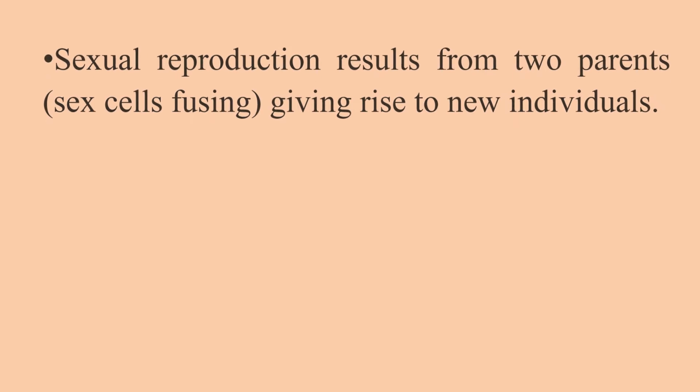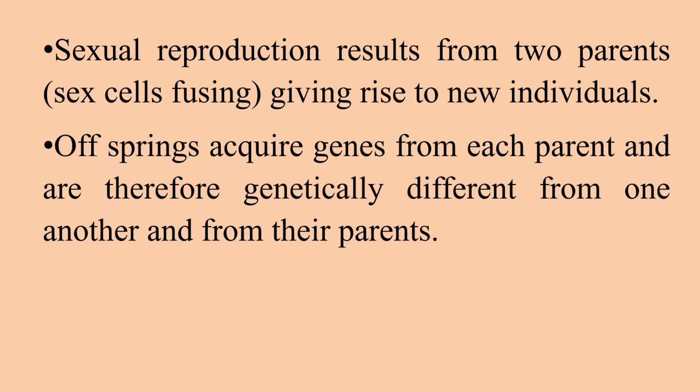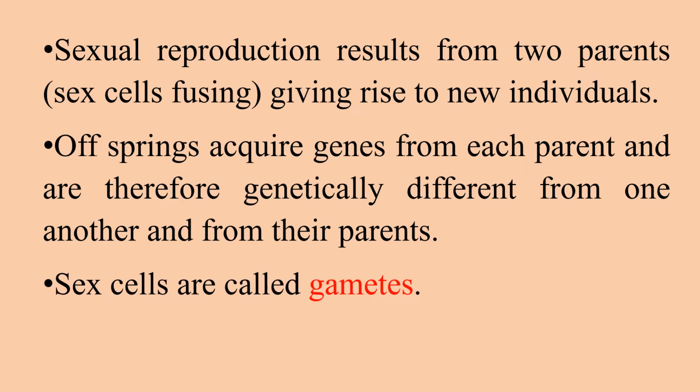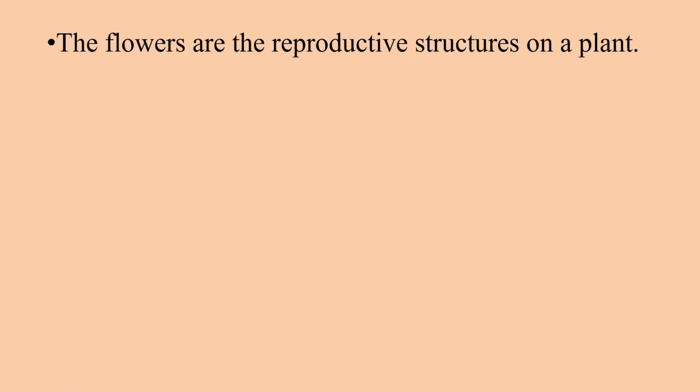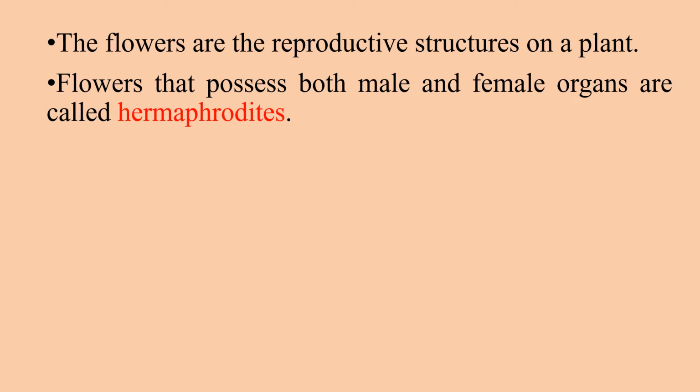Sexual reproduction results from two parents, sex cells fusing, giving rise to new individuals. Offspring acquire genes from each parent and are therefore genetically different from one another and from their parents. Sex cells are called gametes. The flowers are the reproductive structures on a plant. Flowers that possess both male and female organs are called hermaphrodites.